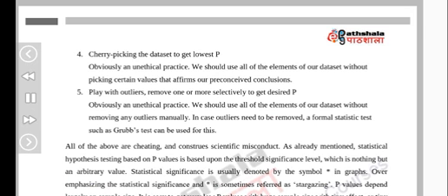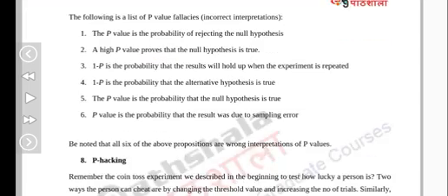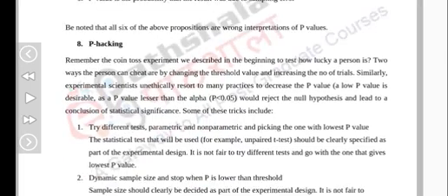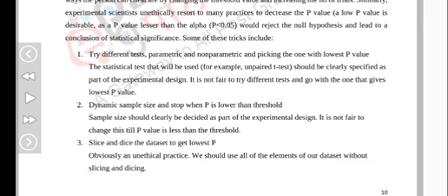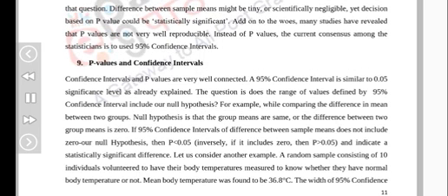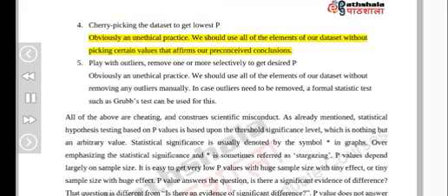Fourth, cherry picking the dataset to get the lowest p. Obviously an unethical practice. We should use all of the elements of our dataset without picking certain values that affirm our preconceived conclusions.